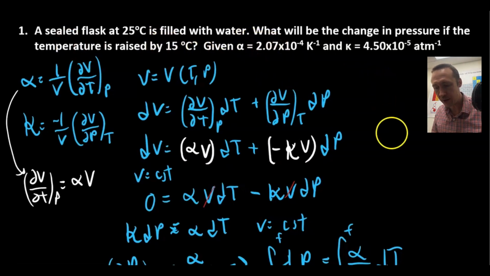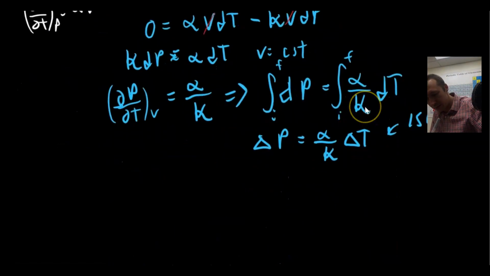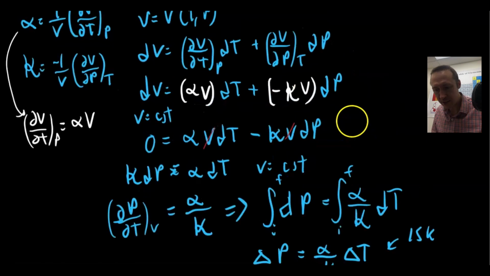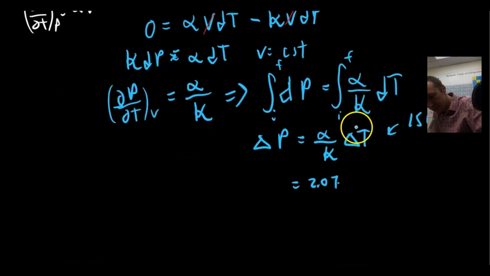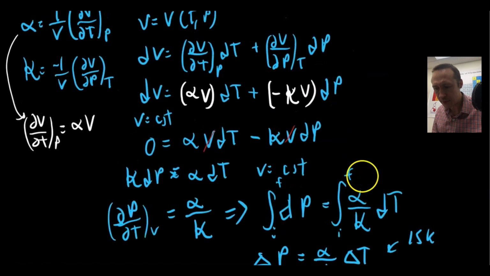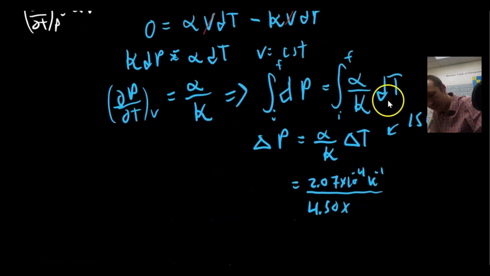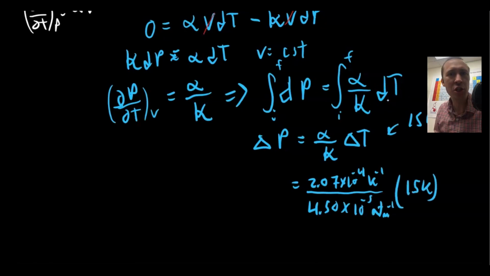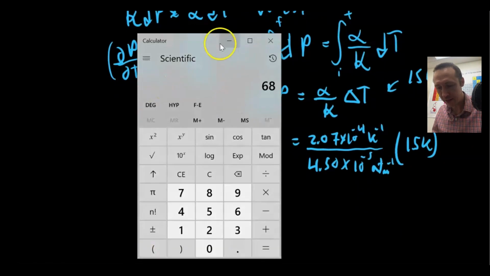So alpha is 2.07 times 10 to the negative 4 per Kelvin, and kappa, I think, was 4.50 times 10 to the negative 5 per ATM. Our change in temperature is 15 Kelvin. If it changes by 15 degrees Celsius, it also changes by 15 Kelvin. It's the same scale, just translated a little bit, so a degree is the same as a degree. Okay, so we'll plug that in here.